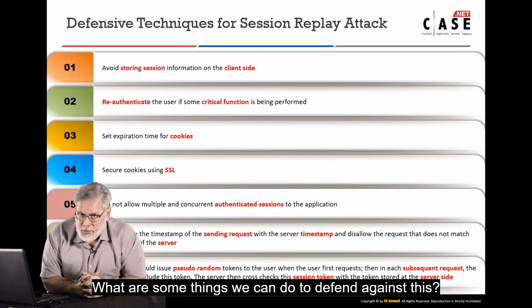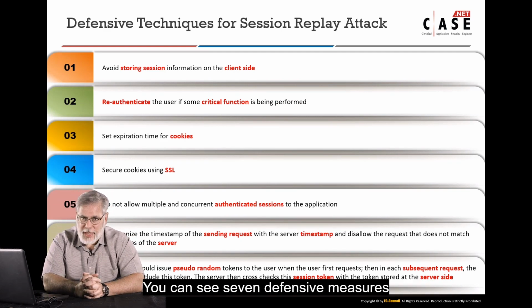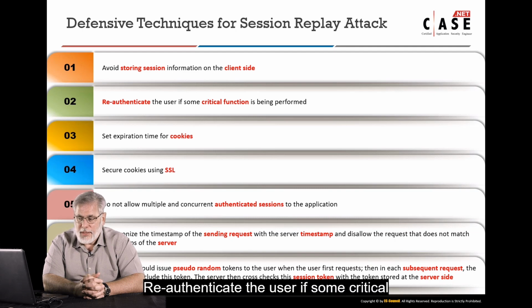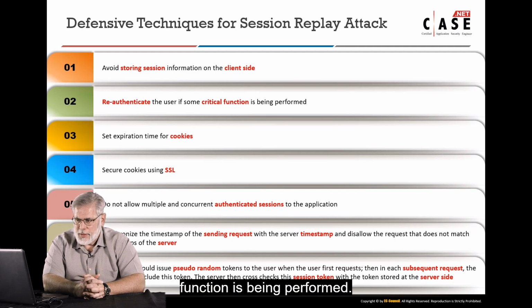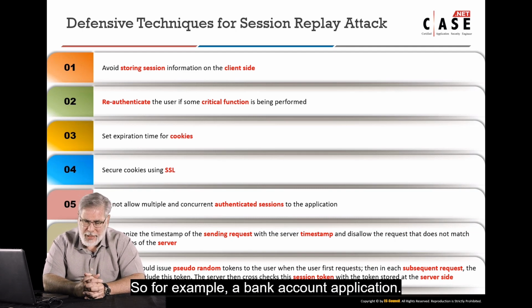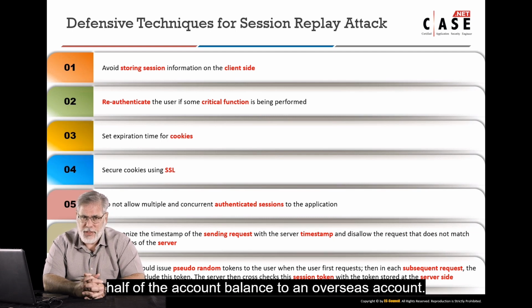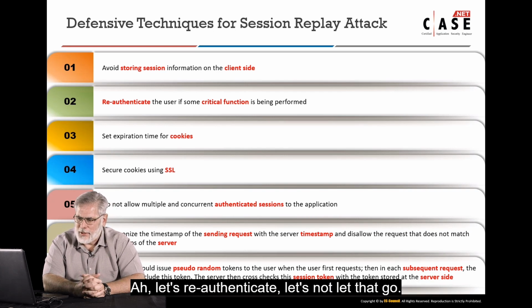What are some things we can do to defend against this? Well, you can see 7 defensive measures listed here on the screen. The first one, avoid storing session information on the client side. Re-authenticate the user if some critical function is being performed. So, for example, a bank account application. They've logged in, but they're going to suddenly transfer half of the account balance to an overseas account. Let's re-authenticate. Let's not let that go.